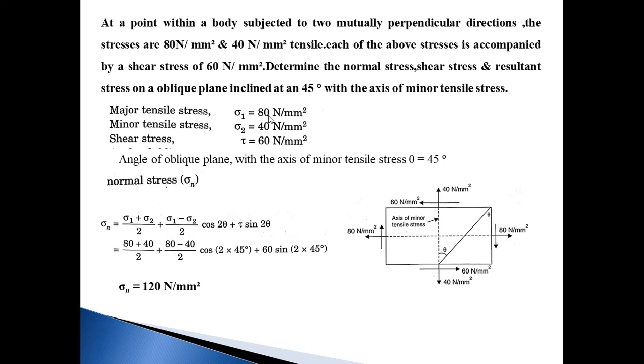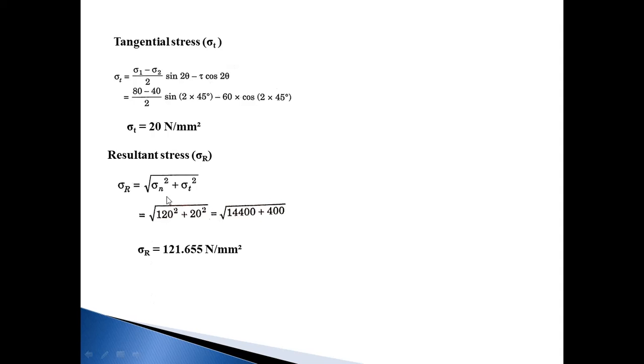So sigma 1 is 80 Newton and sigma 2 is 40 Newton, and both stresses are in the same direction, that is tensile, so consider both values positive. (80 plus 40) divided by 2 plus (80 minus 40) divided by 2 into cos 2 theta, that is cos of 2 into 45, which is cos 90, plus 60, that is the shear stress, into sin 2 theta, that is 2 into 45. Simplifying this equation we get sigma n is equal to 120 Newton per mm square.